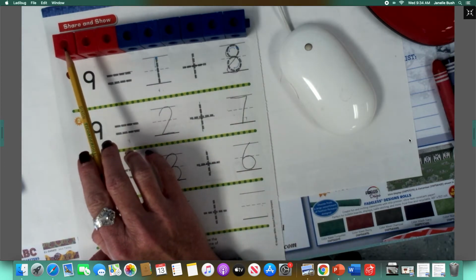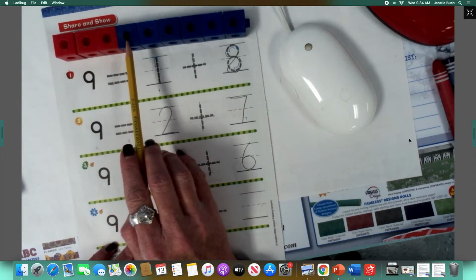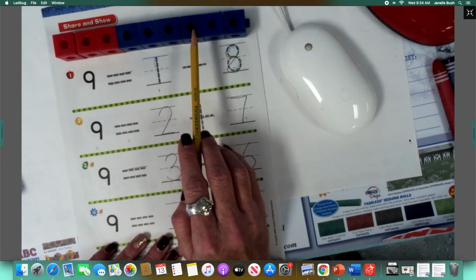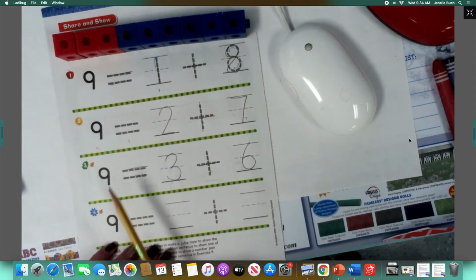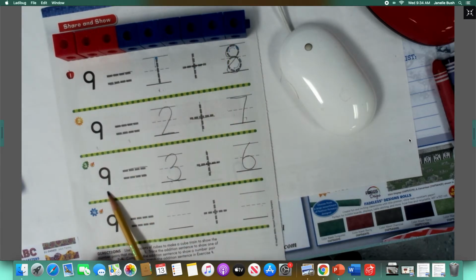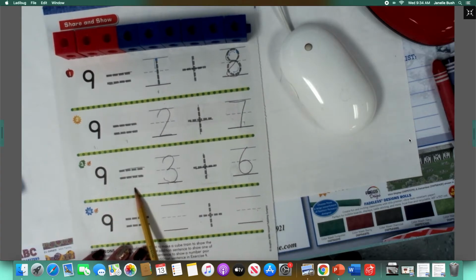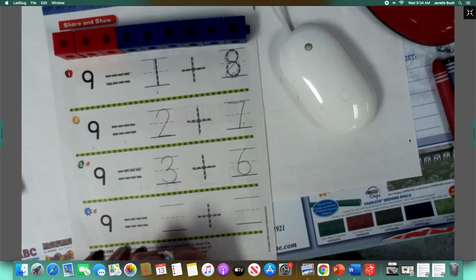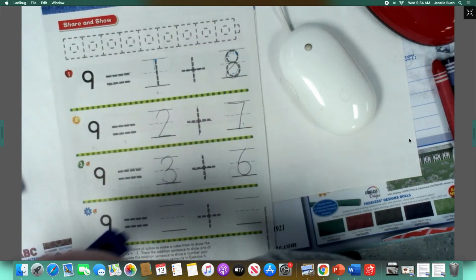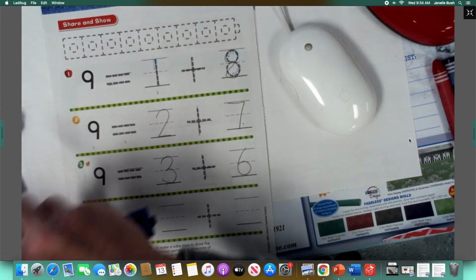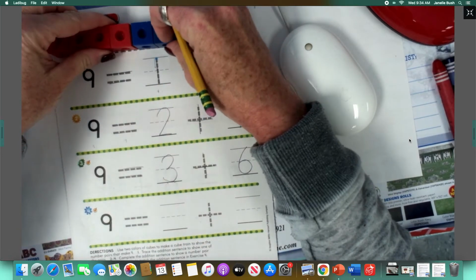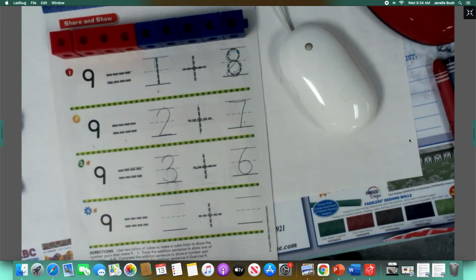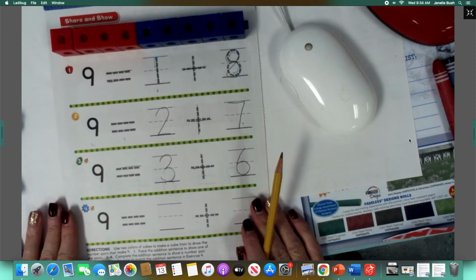Ready? 1, 2, 3, 4, 5, 6, 7, 8, 9. So repeat with or read this addition sentence with me. Ready, set, go. 9 equals 3 plus 6. Very, very good. All right, I'm going to change our cubes up one more time. All right, we're going to do this one together.